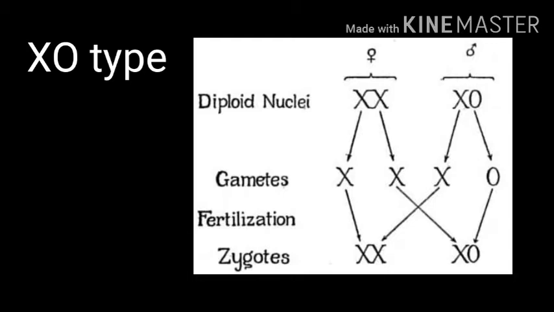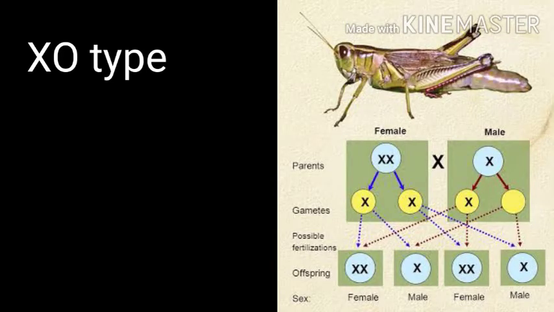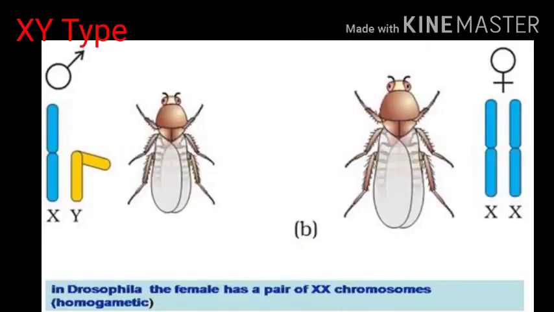The XO type. In this type, we find that the ova bear a pair of X chromosomes, while the sperm bear only one X chromosome, along with all the other autosomes. Now, the eggs fertilized by sperms having an X chromosome become females, while the ones fertilized by sperms without it become males.